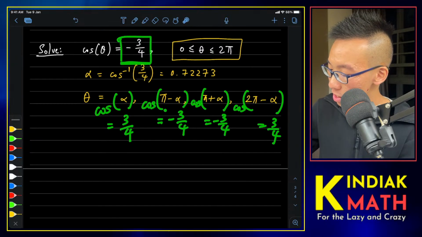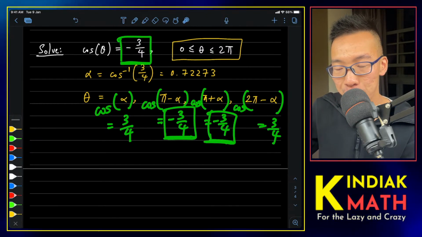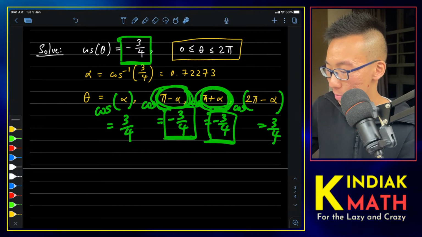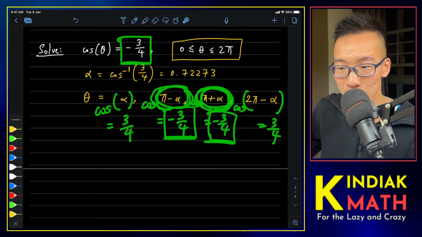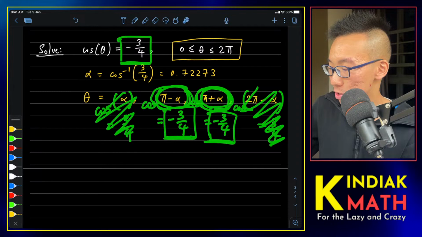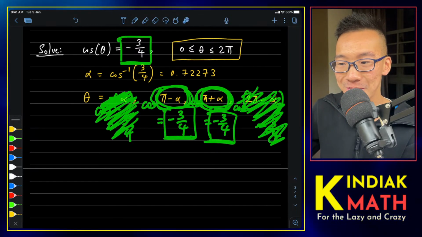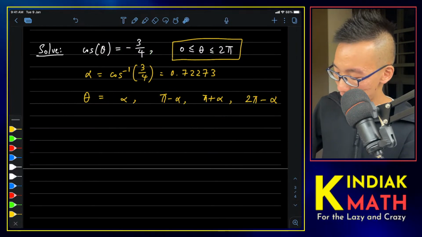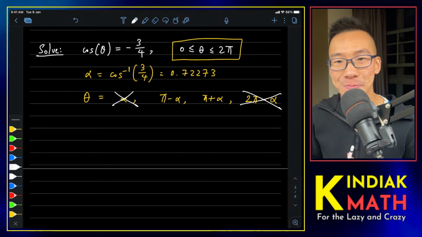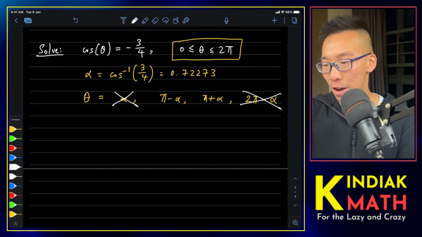It turns out that only these angles, pi minus alpha and pi plus alpha, give us minus 3/4, which means we can eliminate these other options over here. So what does that look like in practice? Essentially, I can strike out these two options, and I'm left with these two options, pi minus alpha and pi plus alpha.